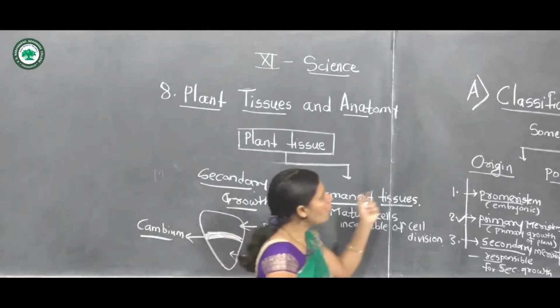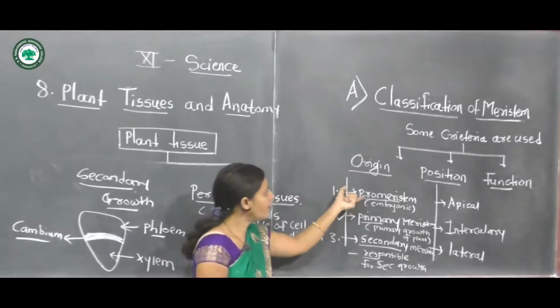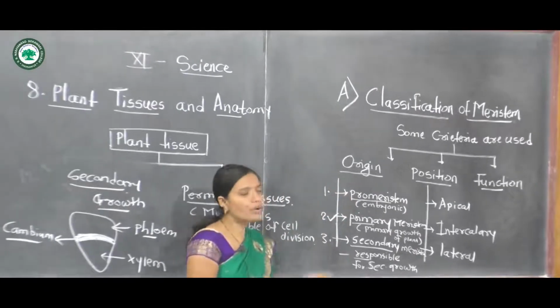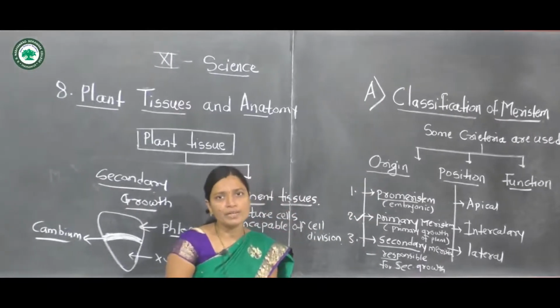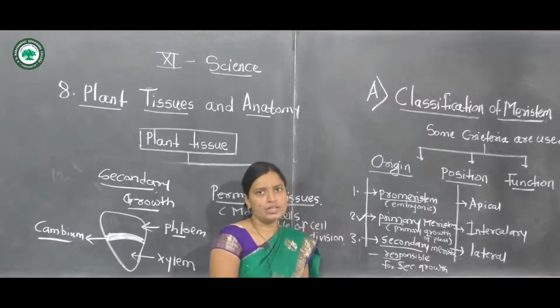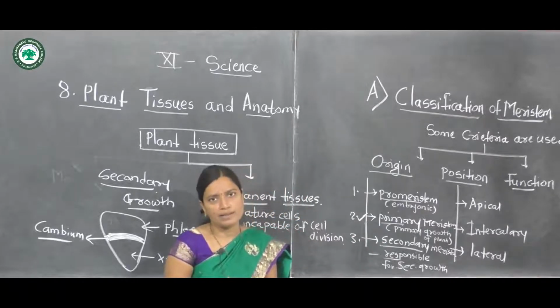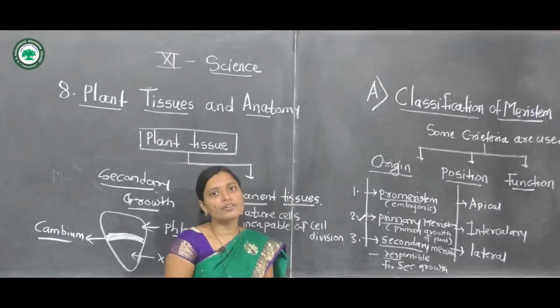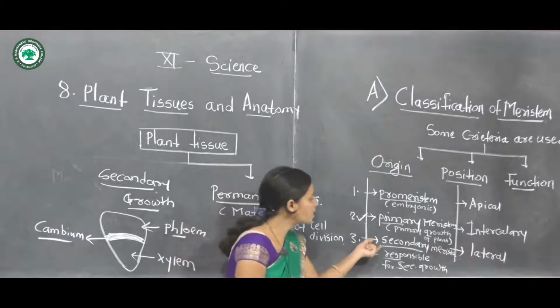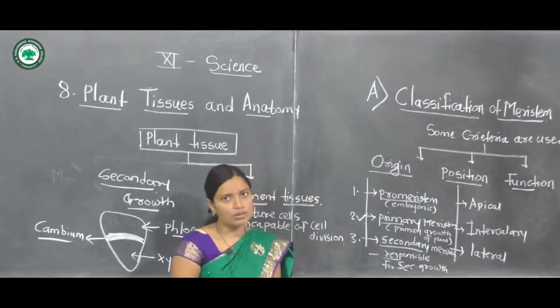Now, on the basis of origin, meristem is classified into three types. The promeristem is present in the embryonic stage. The primary meristem has the most important function for the growth of plants. And the third important meristem, the secondary meristem, is responsible for the secondary growth of the plants.